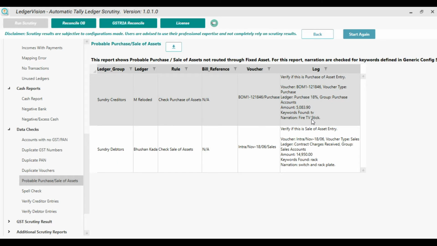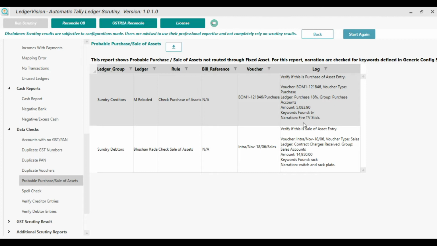Software is trained to read narrations, and in generic configuration there are keywords given. You can add those keywords, you can delete the keywords. Keyword means names of the assets are given. So you can see there is a threshold also given. Depending upon your audit materiality, you can change the threshold. In this case, expenditure below 5,000 is permissible to be treated as revenue. If at all the amount is more than 5,000, it should be capitalized.